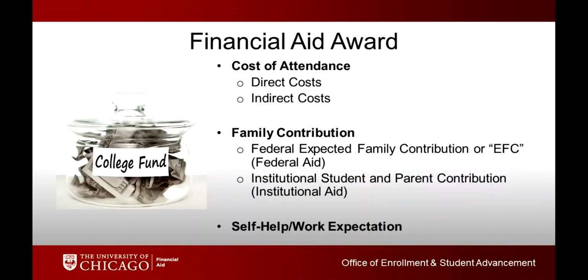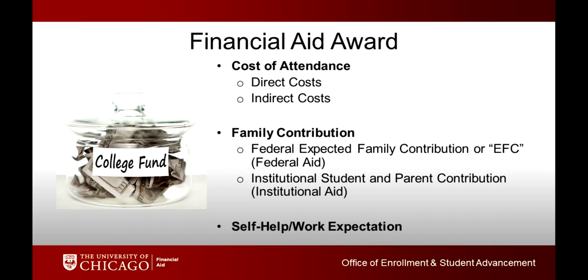So how we calculate your award. The financial aid award has a few components associated with it. Our cost of attendance, what it costs to go to the university, the family contribution, how much a student and parent may be expected to contribute, and a self-help or work expectation, work that can be done while the student is attending. Cost of attendance is made up of two kinds of costs, direct and indirect cost.